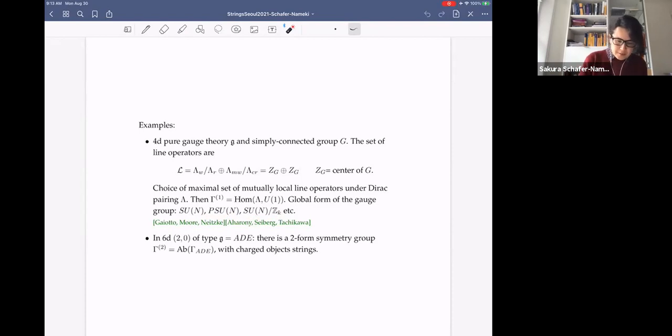Another example that you'll be familiar with is the 6d (2,0) theory of type ADE, and that has a two-form symmetry. The charged objects are just the strings, and the two-form symmetry is given in terms of just the abelianization of Gamma ADE. So that's the simplest examples where we already knew what these higher form symmetries are.